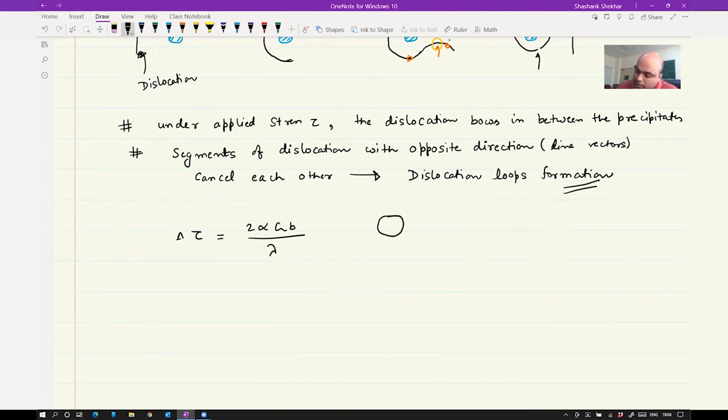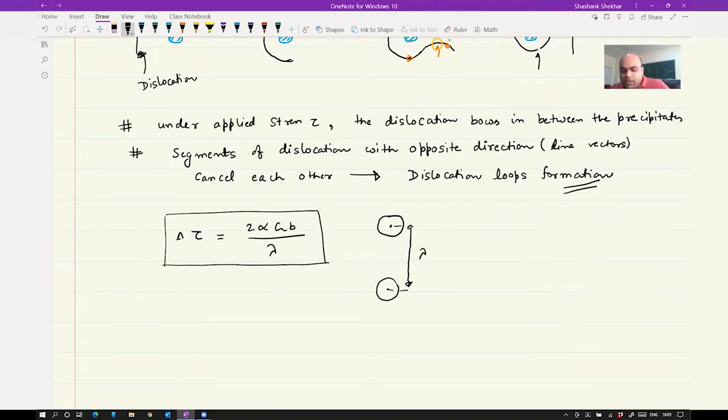So if you have one and second precipitate here, so this distance, okay, if this is lambda, so the increment in the stress for bowing the dislocation will be given as 2 alpha Gb by lambda, where lambda is the interparticle distance or spacing.